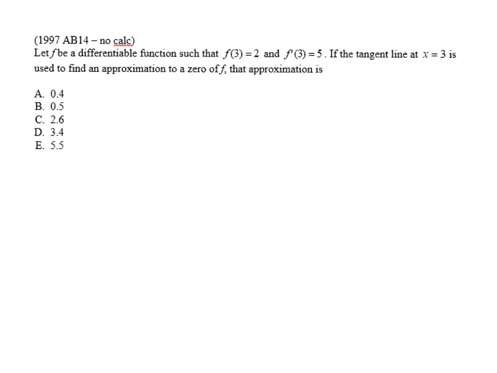All right, last one. Let f be a differentiable function such that f of 3 equals 2 and f prime of 3 is 5. If the tangent line at 3 is used to find an approximation to a 0 of f, then the approximation is... So again, tangent line. So y equals. Now, if you want to do y minus, I do that a lot of the time. So I've got (3, 2), and I've got m is 5. If you prefer to do this, it's the same thing. It doesn't actually matter. It's up to you. I do both.